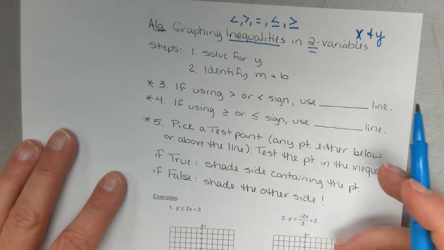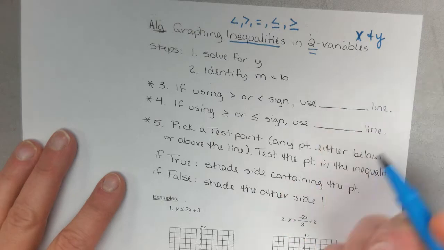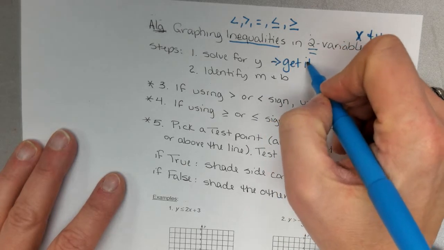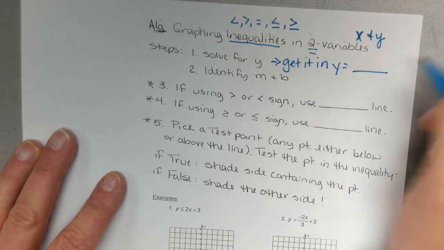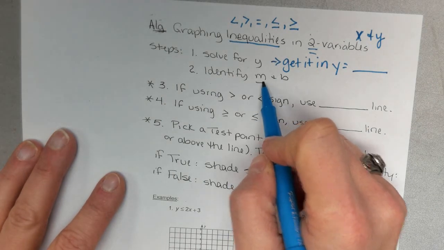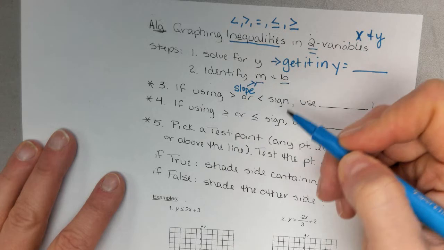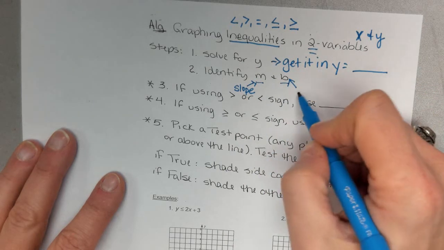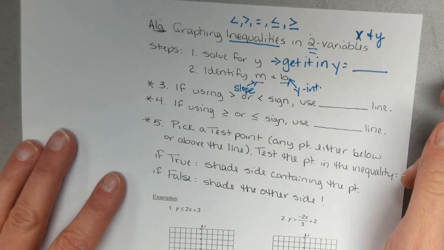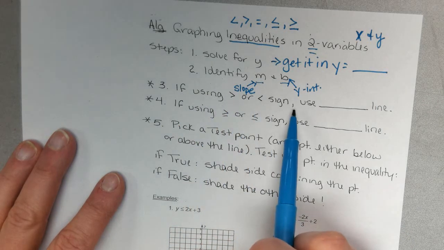There's two variables. So the first thing we have to do is, they'll give us an equation, and we have to get it in y equals, solve for y. So that is the same thing as get it in y equals form. Okay? Then, like we did last unit, identify your m and your b, which your m is your what? Yes, slope. And your b is your y-intercept. Yes, y-intercept. Okay?